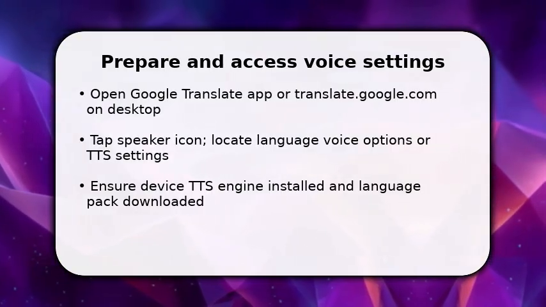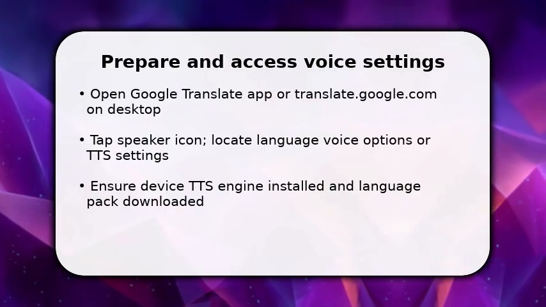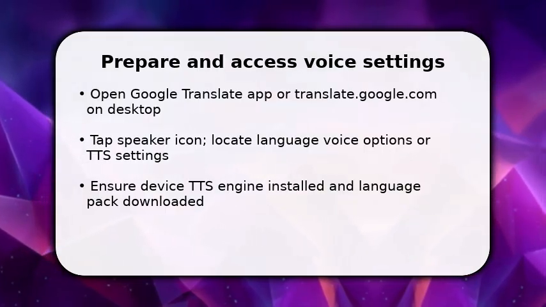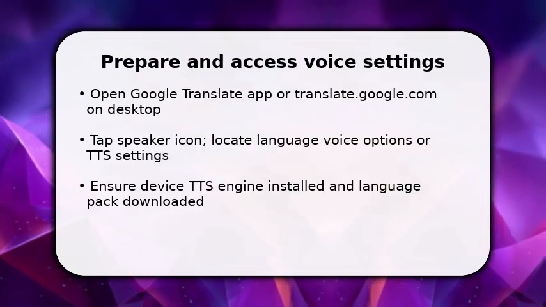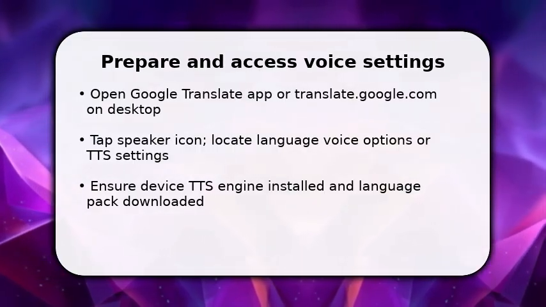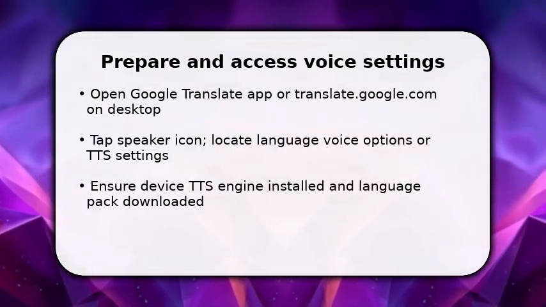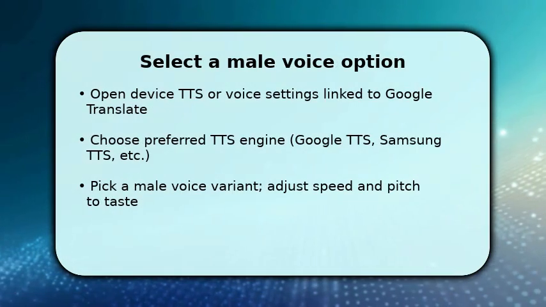If you're on Android, go to Settings, Accessibility, Text-to-Speech Output. On iOS, use Settings, Accessibility, Spoken Content. These steps expose voice selection options you'll change next. You now choose the male voice within the TTS engine Google Translate uses.